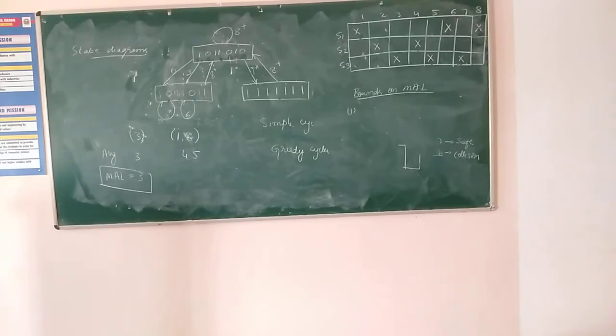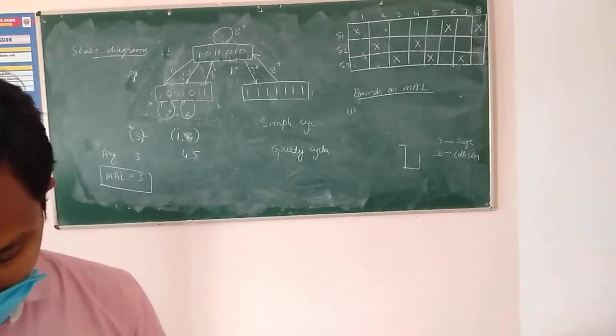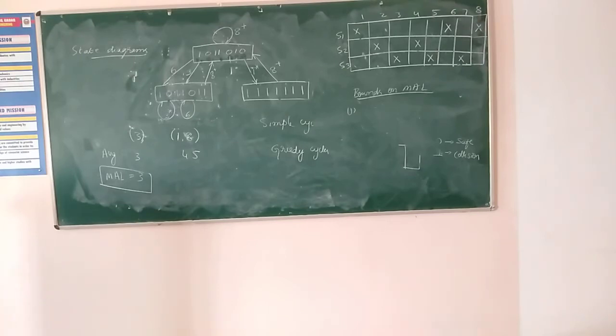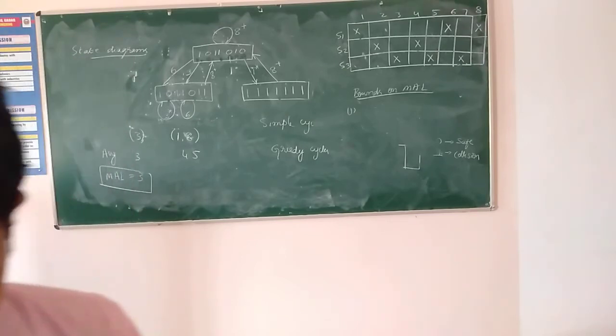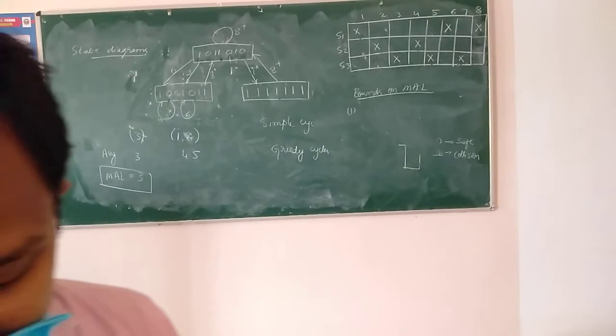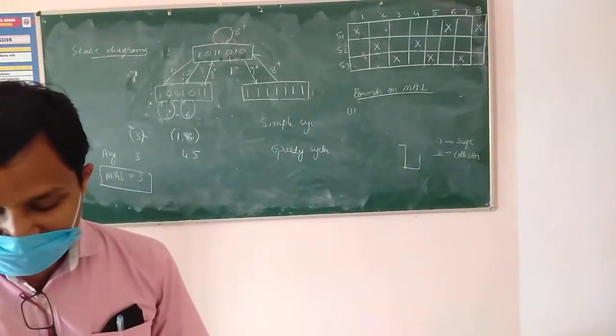Next, MAL is lower bounded by the average latency of any greedy cycle in the state diagram.